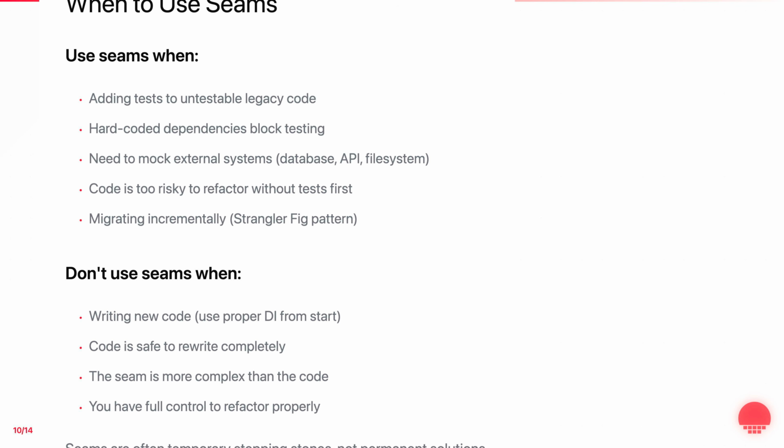And remember, seams are often temporary stepping stones toward cleaner architecture. Once you have test coverage, you can refactor more confidently and potentially eliminate the seam altogether. They're scaffolding, not the final building.